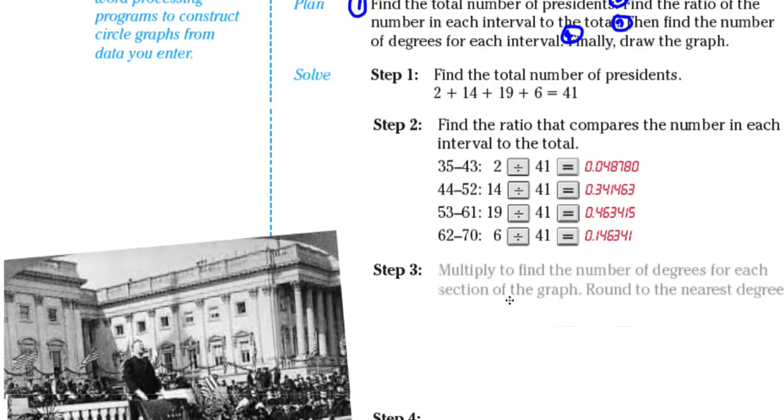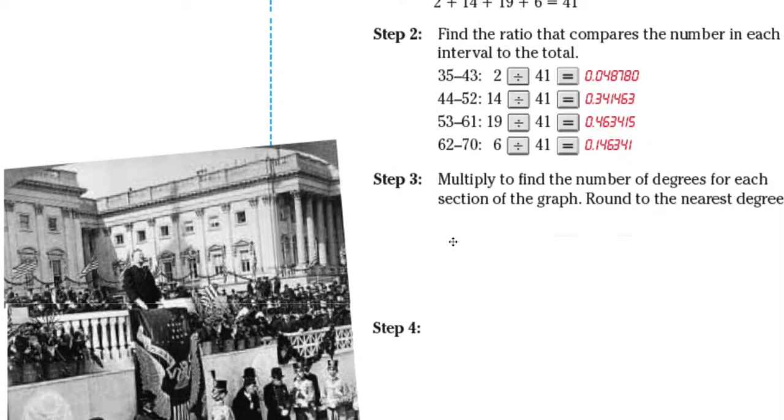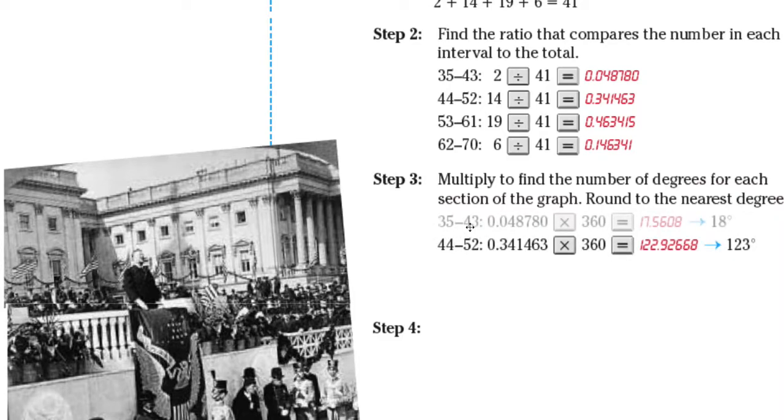In step number 3, we simply multiply to find the number of degrees for each section of the graph, rounded to the nearest degree. In the previous example, it was already in percent. That means the percent you need to convert into decimal, if you don't know how to press the percent button in the calculator. But if it's already in decimal, you don't have to convert it into a percent, because all you need to do is get that number and multiply that by 360.